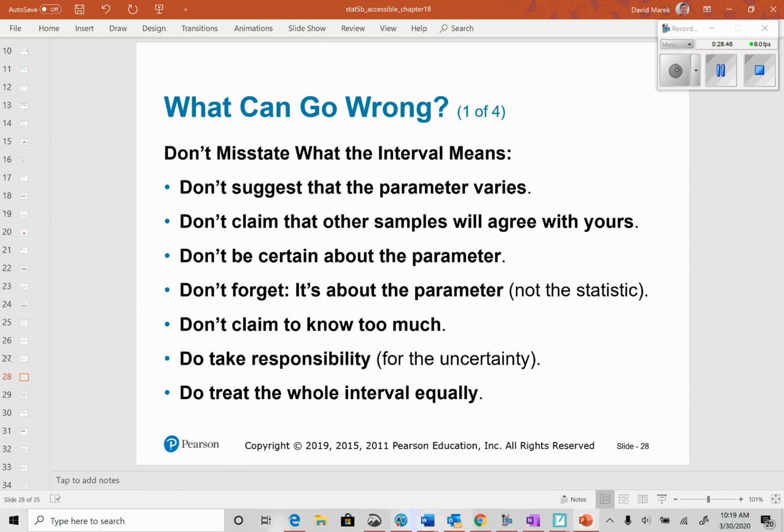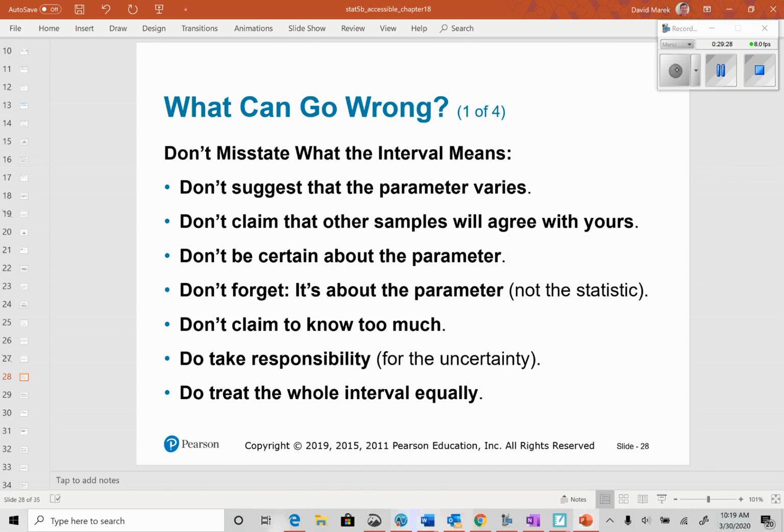All right, again, don't say, boom, boom, boom, there's a 95% chance that the true proportion is between 42.7 and 51.3%. It sounds like that parameter value can vary. No, the parameter value is set. We just don't know what it is. We want to suggest a 95% confidence that the true proportion here doesn't move.